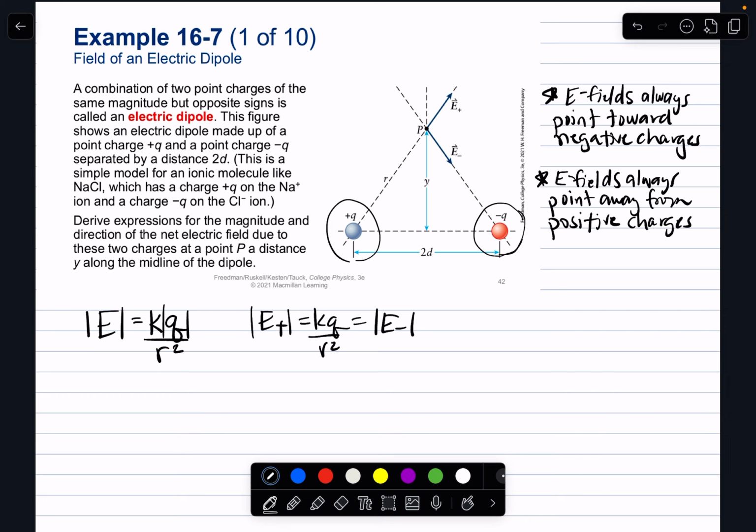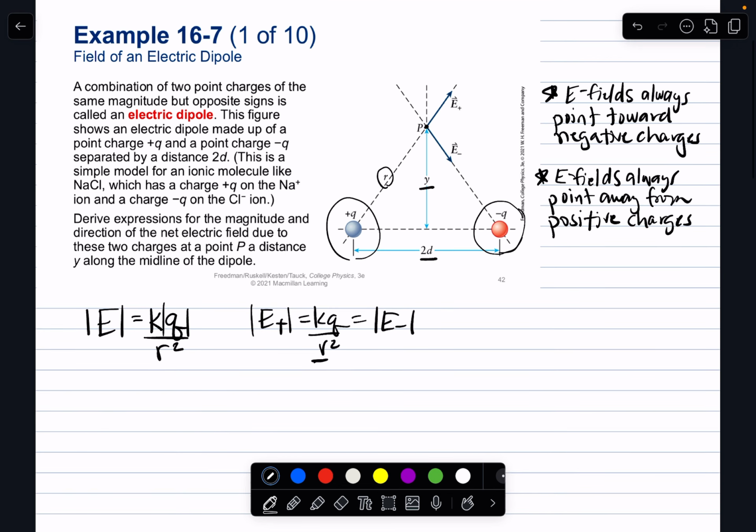R is a variable, but it's not a given in the problem. It's not a known. Technically, 2D and Y are the knowns; they're providing that to us. This R is just to describe the distance between the point and the charge. So we should express R in terms of the givens in the problem, Y and 2D. We can use the Pythagorean theorem to do that. This is a right triangle right here.